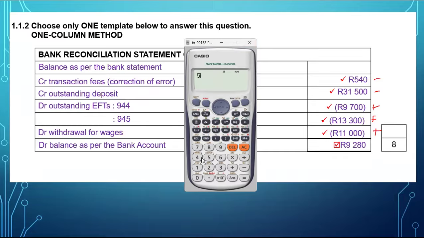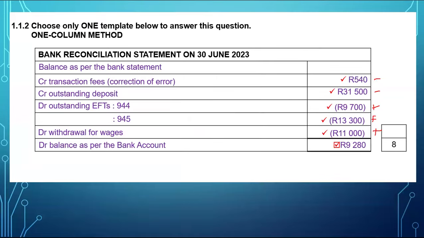What do we have there? We have 540. Actually, I'm lying. We're supposed to take 980 plus 11,000 plus 13,300 plus 9,700 minus 31,500 minus 540. It gives me 11,240, which will be the balance as per the bank statement. It is a favorable balance because it's positive.